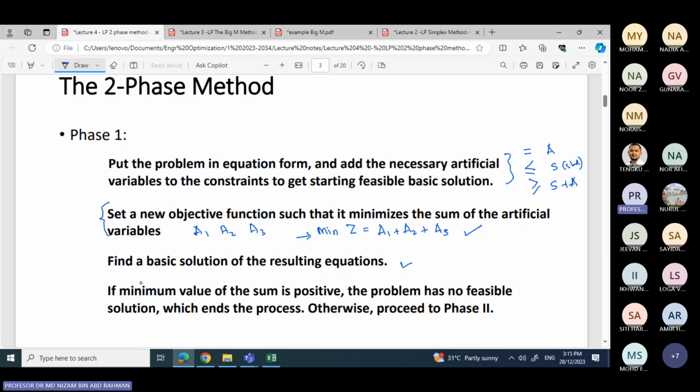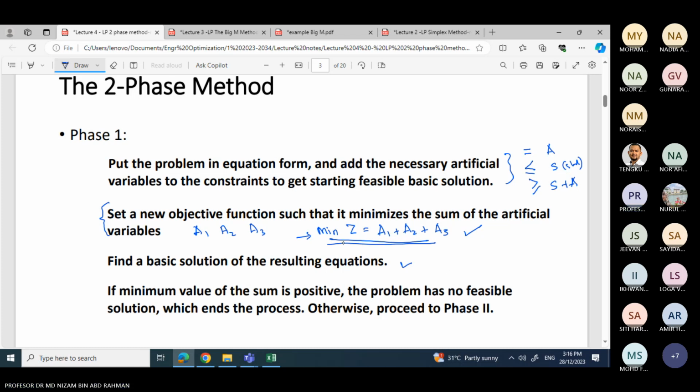Next, once you have solved the linear programming problem using the simplex tableau with this new objective function, if the minimum value of the sum is positive, then the problem has no feasible solution, which ends the process. Otherwise, proceed to phase 2.